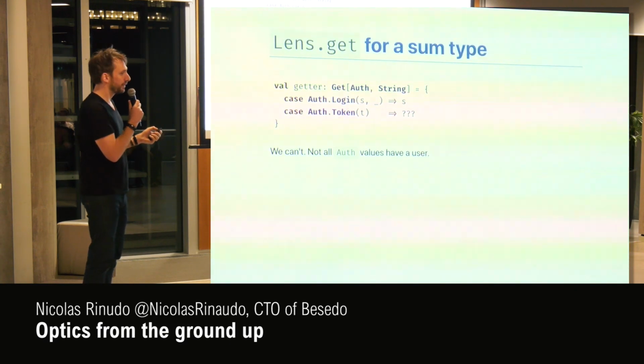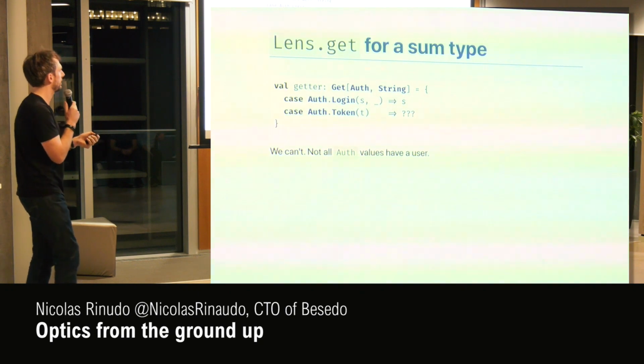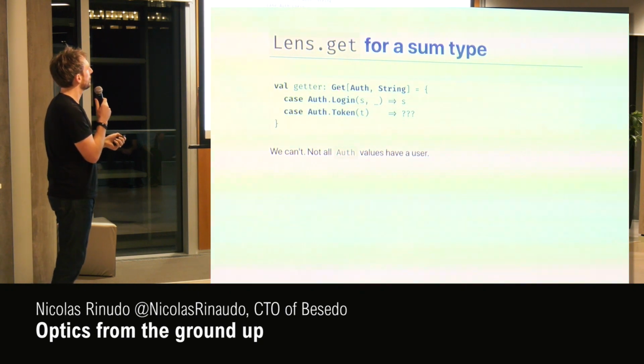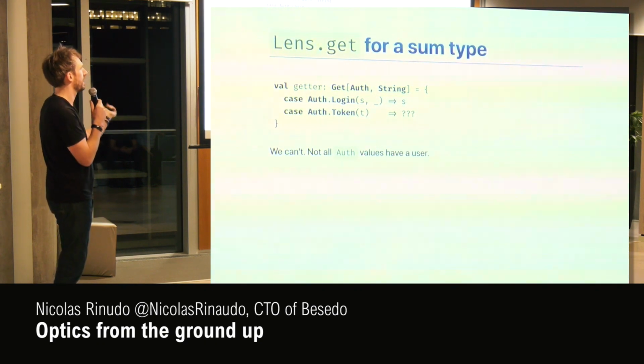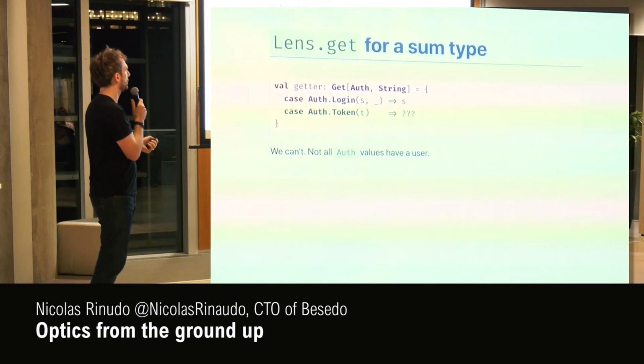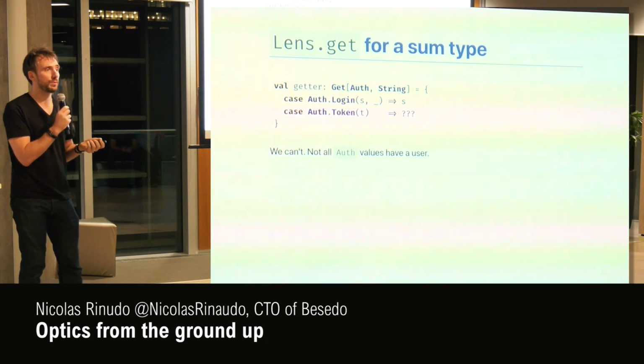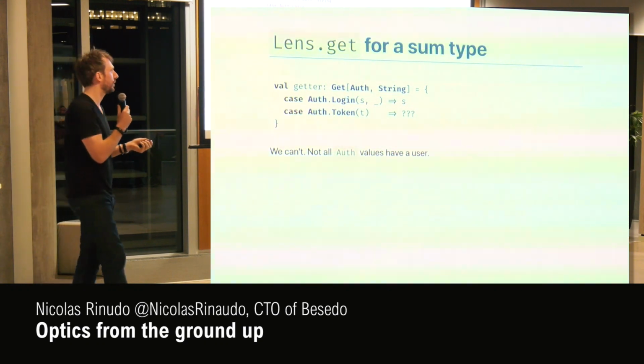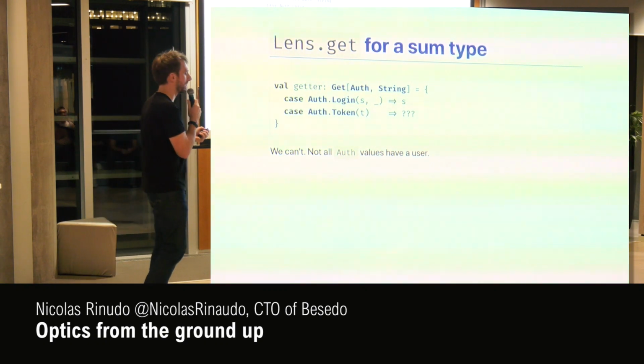Well, the answer is that we can't. We can't write that because just the getter part is impossible to write. If we have a login, then it's easy to return the username. It's just pattern match and extract it. But if we have a token, then there is no username to return. We can't possibly write that. So a lens is not going to be the answer to that problem.